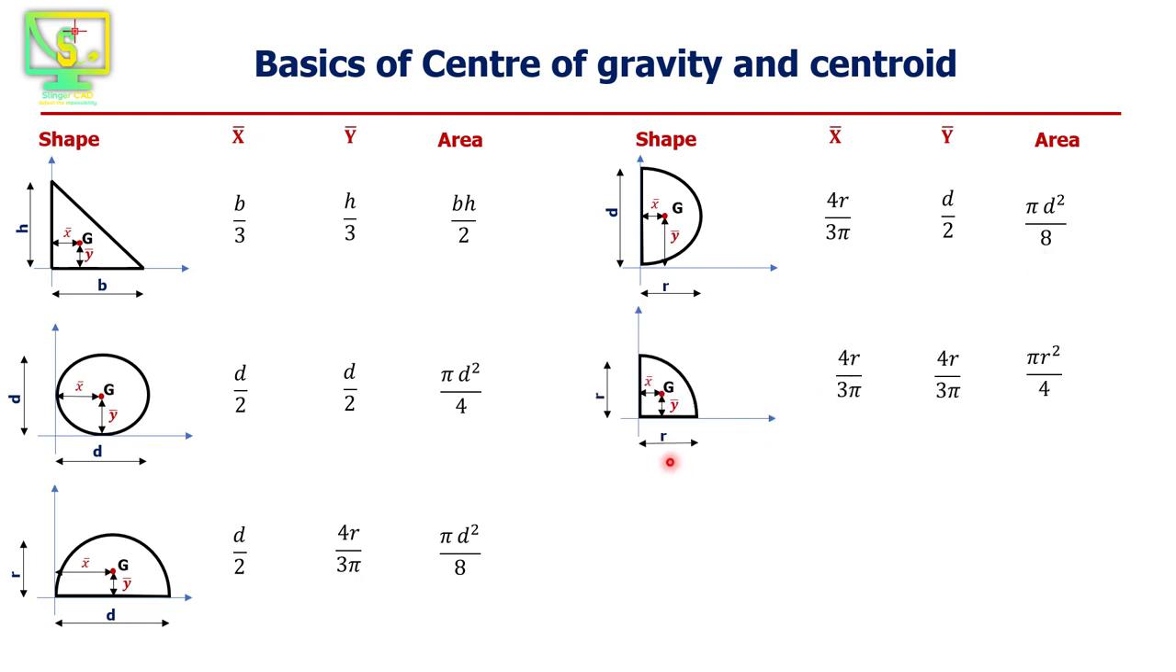If it's a quarter circle, then X bar is 4R by 3 pi, Y bar is 4R by 3 pi, and area is pi R square by 4. If the quadrant circle is like this, then X bar is R minus 4R by 3 pi, Y bar is 4R by 3 pi, and area is pi R square by 4.